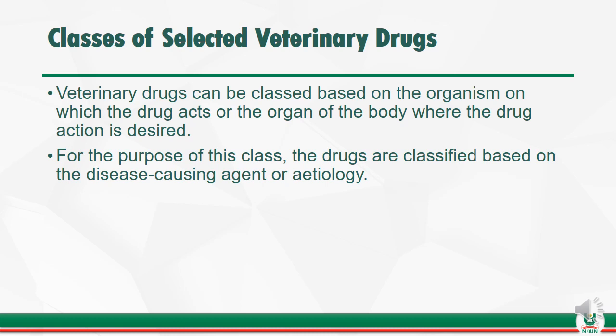Now, the classes. Let's look at classes of selected veterinary drugs. Veterinary drugs are classified based on the organism on which the drug acts, or the organ of the body where the drug action is desired. For the purpose of this class, we'll be looking at veterinary drug classification based on the disease-causing agent, or etiology.